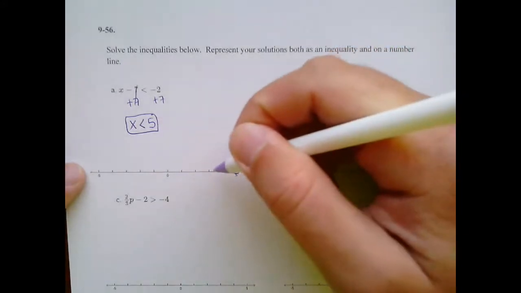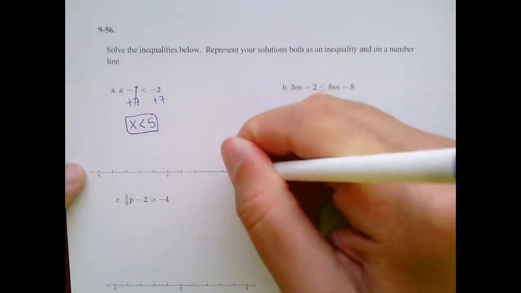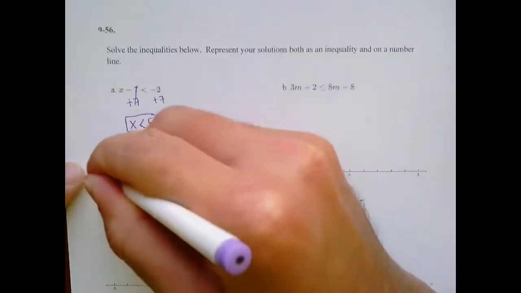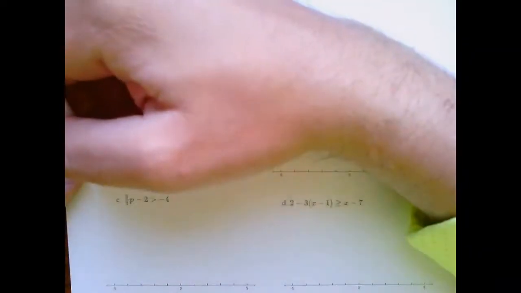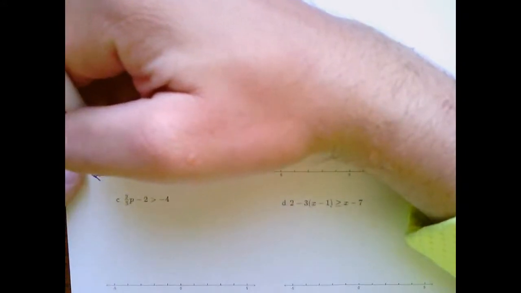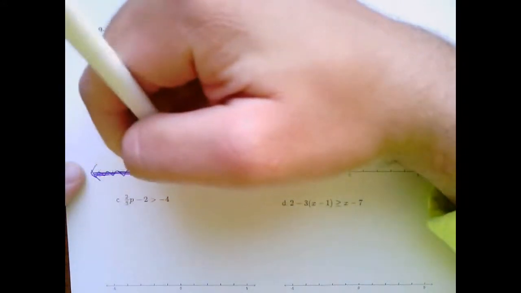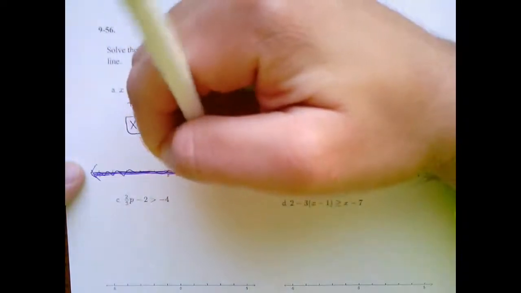4, 3, 2, 1, any of the negatives. So in this case, I can shade in this direction. And we can set everything in this direction. You can also shade like this if you like. It's totally up to you. I like to shade with the wave, but you can shade like this as well, right?